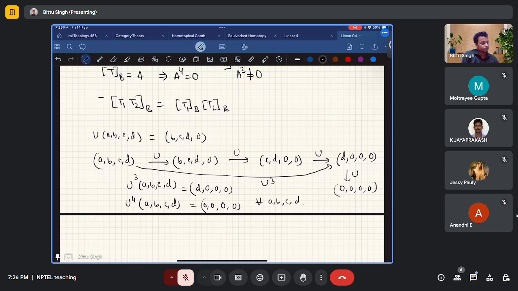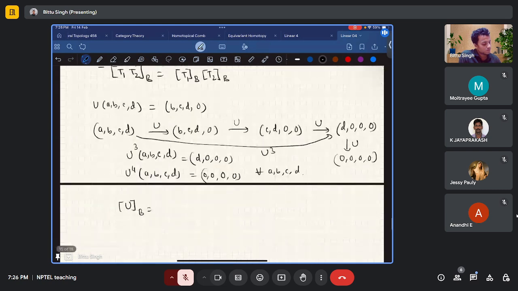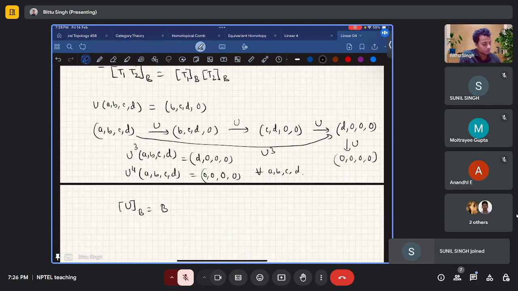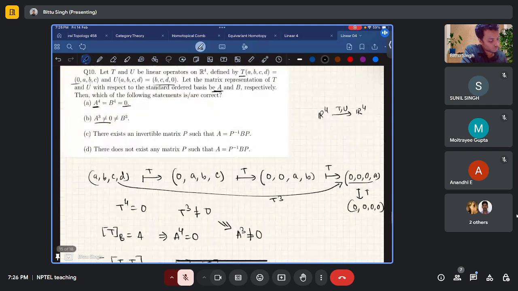Therefore, it is clear that the matrix representation of U with respect to the basis script B is written as capital B. From here it is clear that B cube is non-zero, but B to the power 4 is actually 0. So this is also true. Those two options are correct. Now the question is, what is the relation between those two matrix representations of T and U?